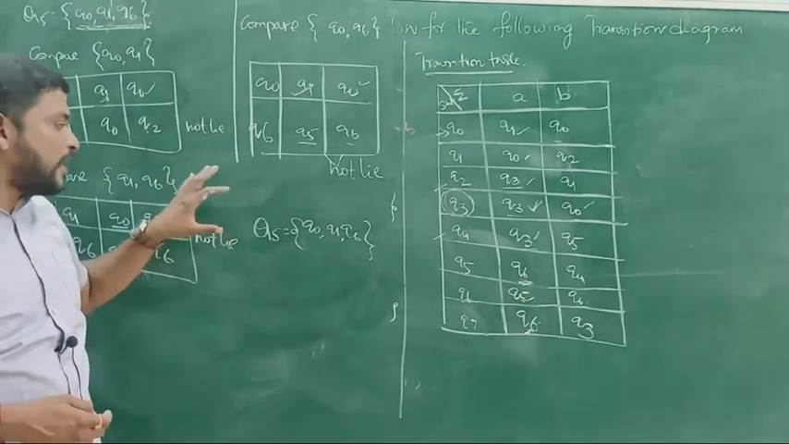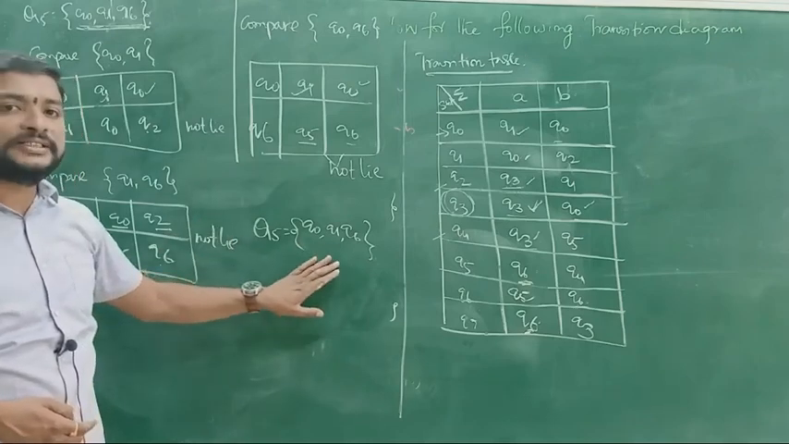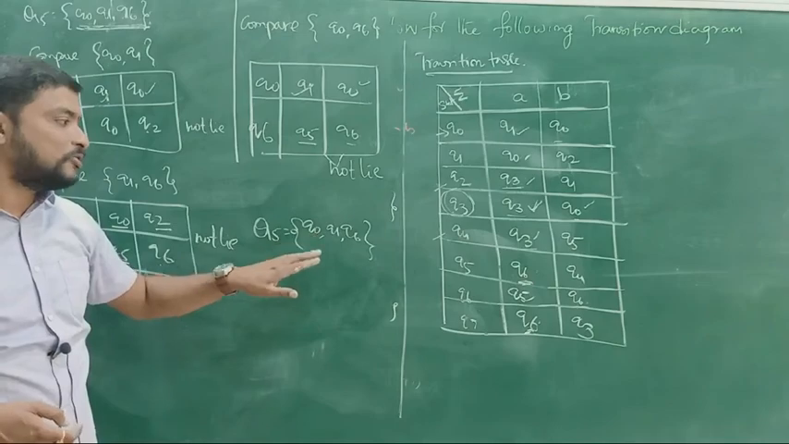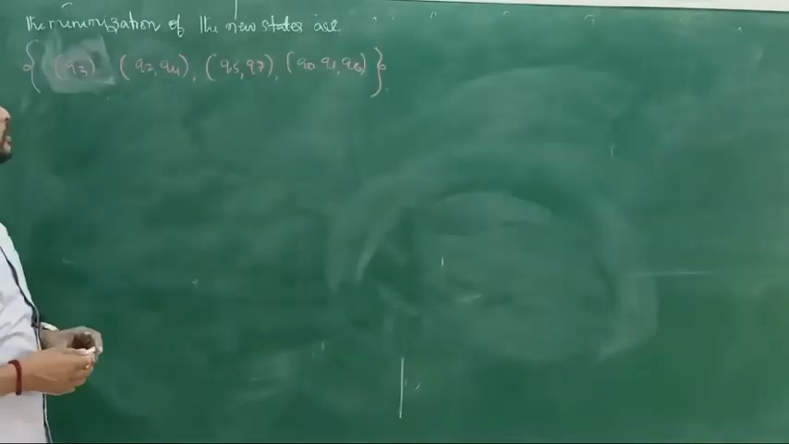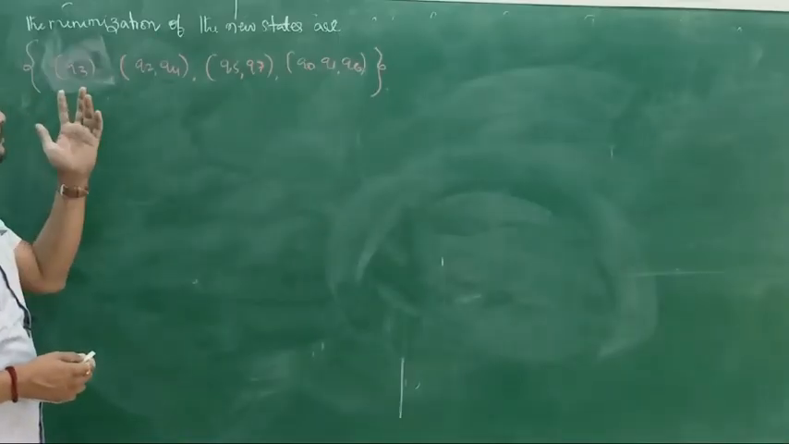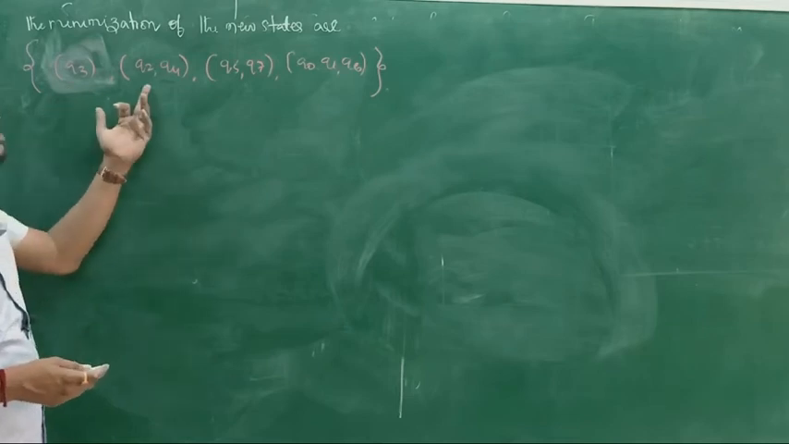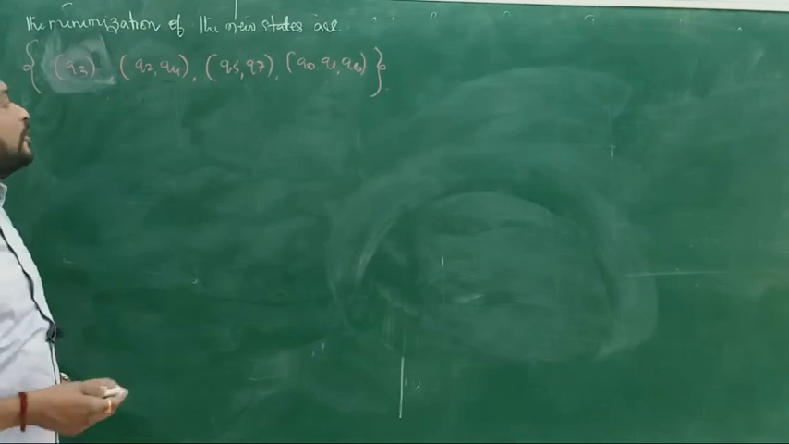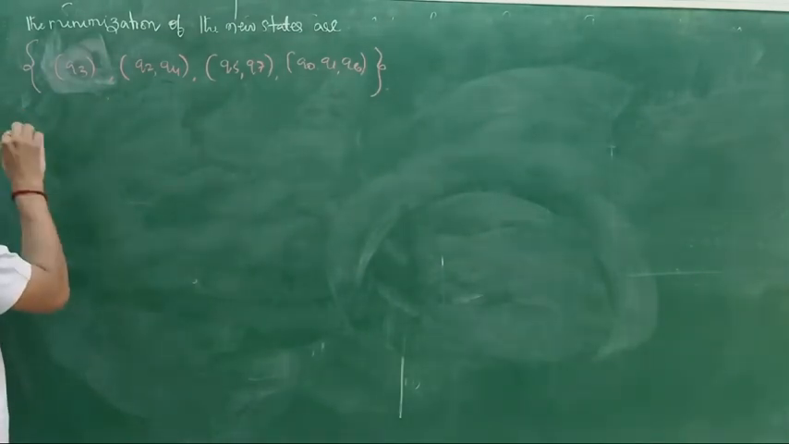So now we can identify the new states, and with the new states we can draw the transition table and the transition diagram. The new states after minimization are: first one is Q3, second Q2 and Q4, then Q5 and Q7, and Q0, Q1 and Q6. Now we can draw the transition table.